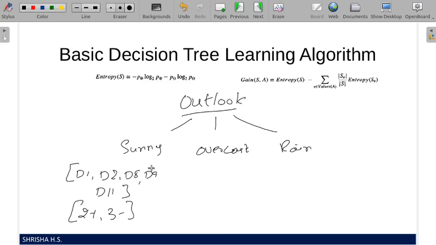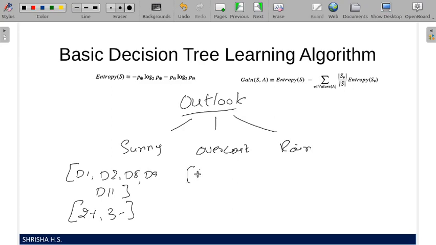This is one set of instances for our future calculation. Initially we had 14 instances. When we select that outlook equals sunny, suddenly we have only these 5 instances to consider. So when outlook is overcast, how many instances are there?